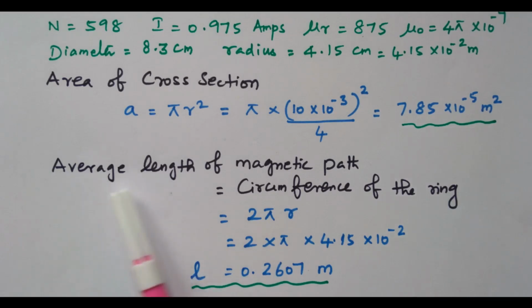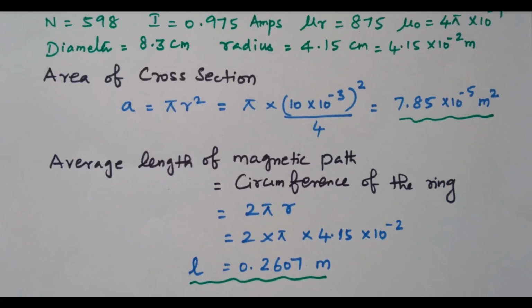Then we will find the average length of the magnetic path. The average length of the path is nothing but the circumference of the ring. L equal to 2 pi r, so 2 into pi into 4.15 into 10 to the power minus 2. This radius refers to the radius of the ring, while the other radius refers to the radius of the coil.